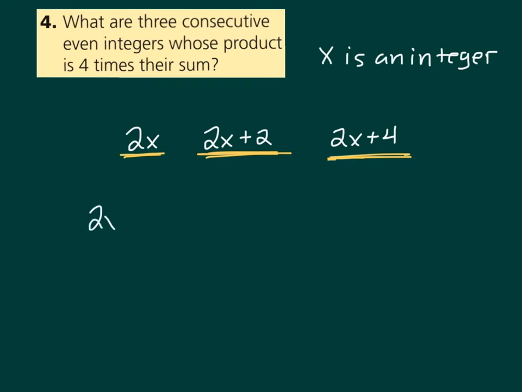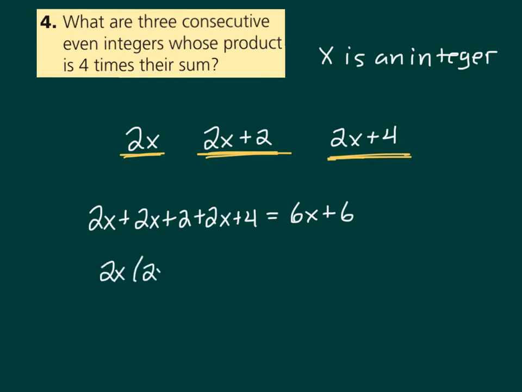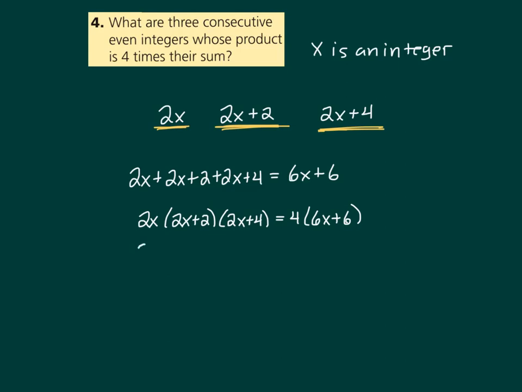2x plus 2x plus 2 plus 2x plus 4, which is 6x plus 6. The product of the three numbers is 4 times their sum. We have to do some foiling. We get 2x times... or do we have to do foiling? No, we don't. We're going to use our calculator to solve this, right?